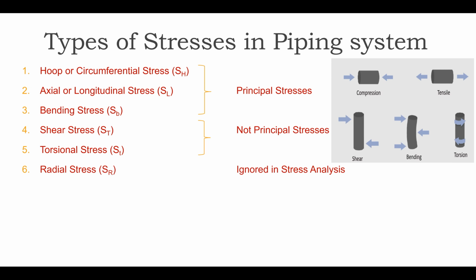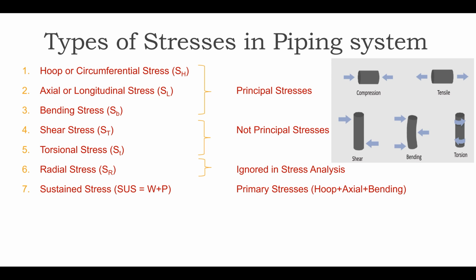The radial stress is indicated with SR. The radial stress is ignored in stress analysis for thin walled sections or cylindrical pipes. In thin walled pipe, it is ignored. Normally we ignore radial stresses in stress analysis. We'll discuss all these types in detail in further slides.